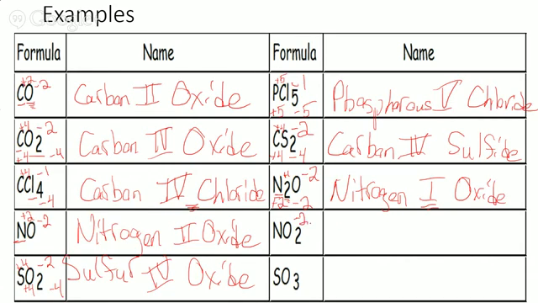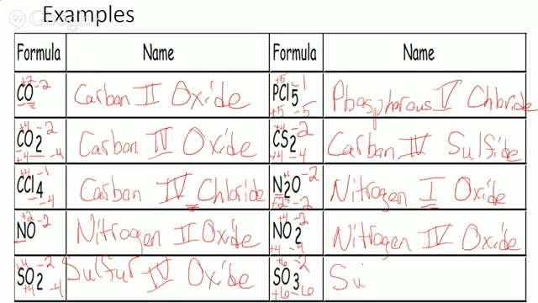NO2, well, I know each oxygen's -2, so I got a -4. Means I must have a +4 from one nitrogen, so the nitrogen has to be a charge of 4. So the name would be nitrogen, Roman numeral 4, IV, oxide. SO3, again, -2, there's 3 of them, so I got a -6 overall, means I need a +6. 1 sulfur means that has to be a total +6. So I get sulfur, Roman numeral 6, which is VI, oxide.